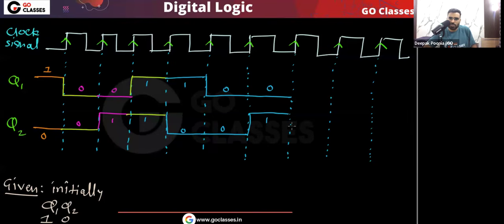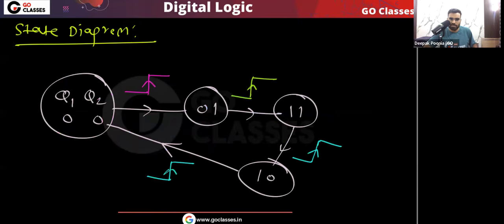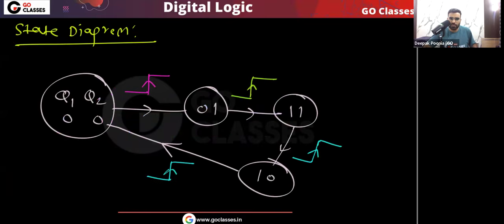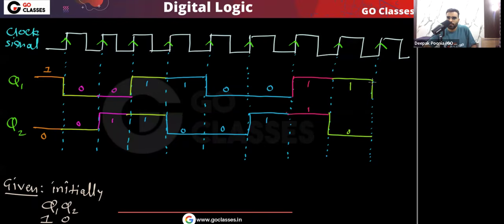This is 0, this is 1. Okay. And you can see that from 0, 1, the next state is 1, 1. Okay, I hope you are getting the point. And from 1, 1, the next state will be 1, 0. Okay, and so on. And from 1, 0, the next state will be 0, 0. Okay, so I hope you understood this.